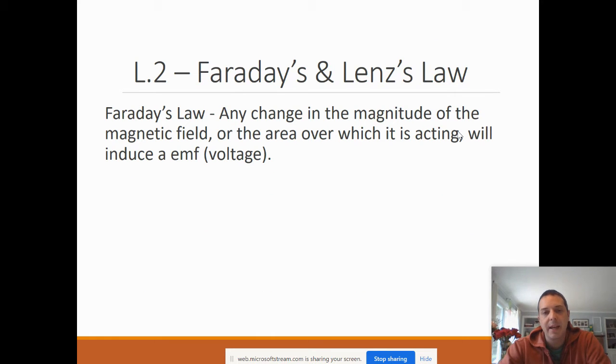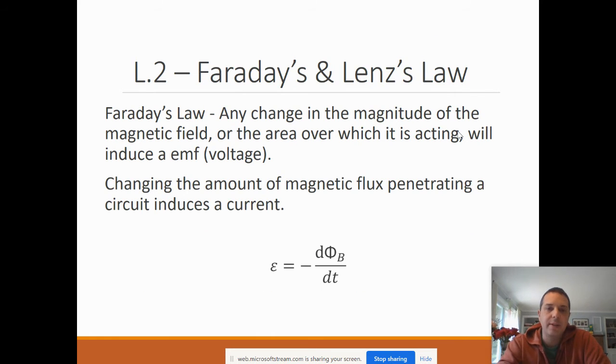Michael Faraday had an equation that he used to relate magnetic flux to EMF. What he basically said is that if you change the magnetic field or the area over which it's acting, it's going to induce some voltage referred to as EMF. He related it by saying that the EMF that's developed is equal to the rate at which the magnetic flux is changing with respect to time.